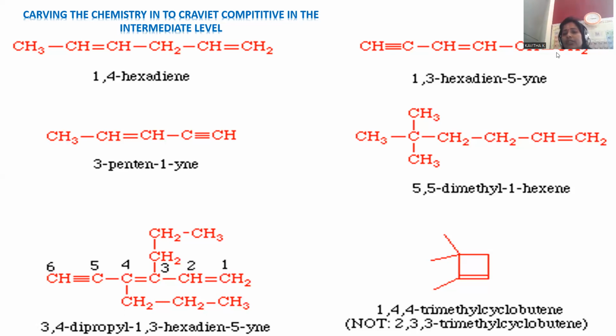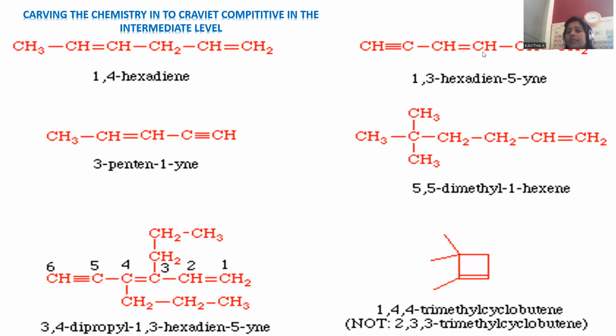The priority obviously will start from the right-hand side, as the double bond gets higher priority over the triple bond, so that it is 1,3-diene, and the fifth carbon is having a triple bond over here. If you see these two compounds, the triple bond is on one end, here also the triple bond is on one end, but here either end is having a double bond, so the numbering will start from the right-hand side only.